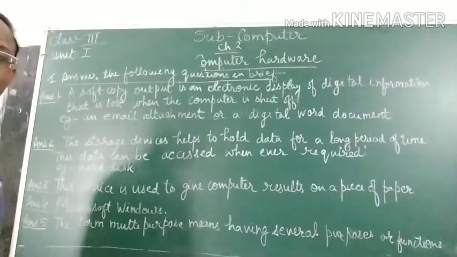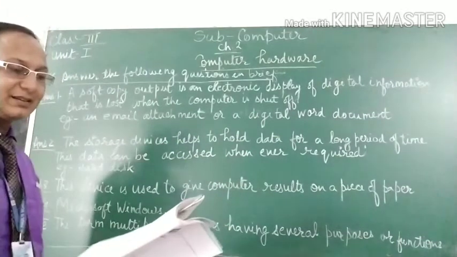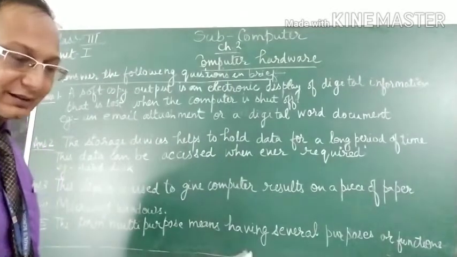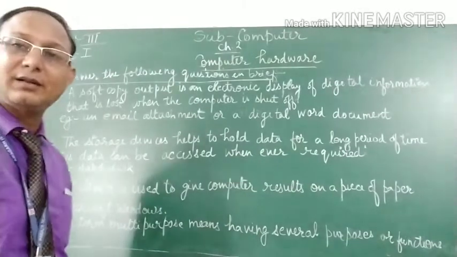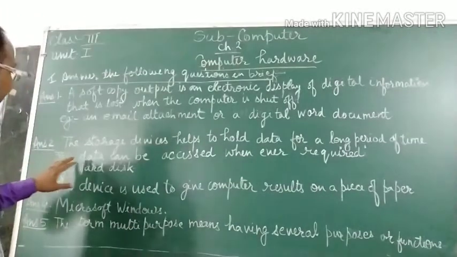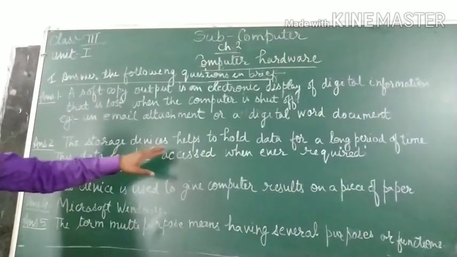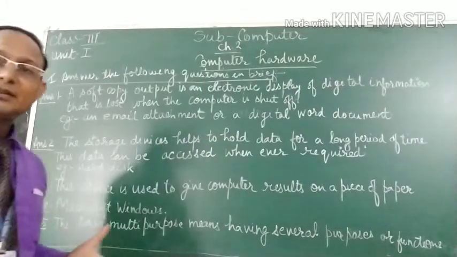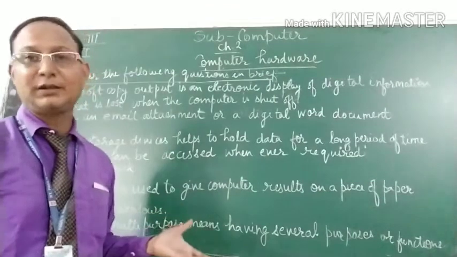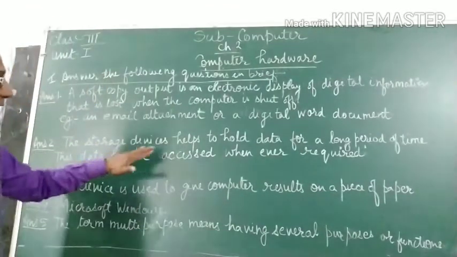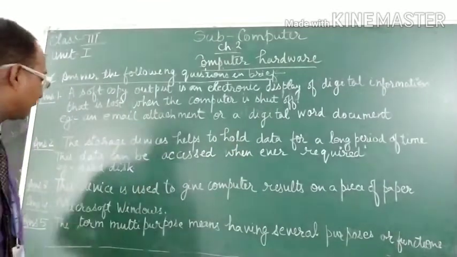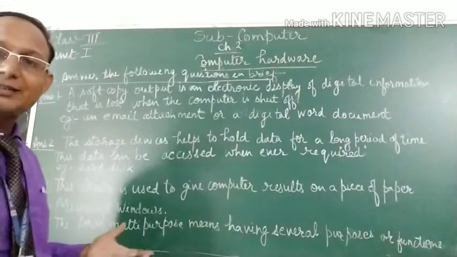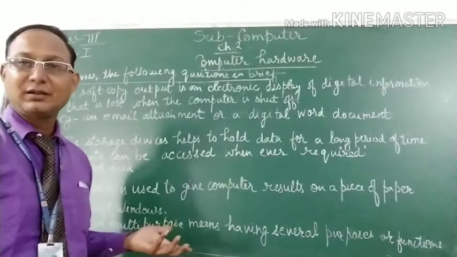Okay? Now I am going to read the second question. What is a storage device? Give one example. Okay. Now see the answer. The storage devices have to hold data for a long period of time. Means what are storage devices? The storage devices are the devices in which we save data. So the answer is the storage devices have to hold the data for a long period of time. This data can be accessed whenever required. We can also access that data whenever we need in future for our use.